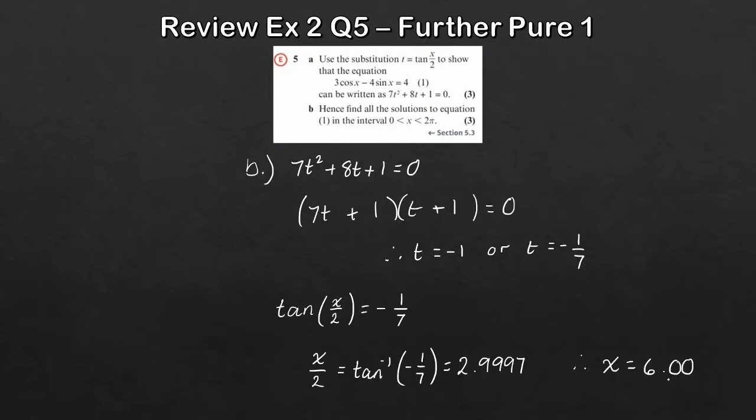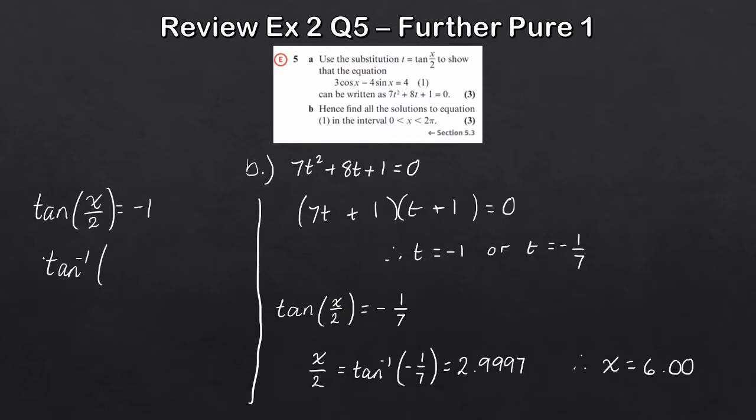Okay, so that's my first solution for x. And if we do the other one over on this side here, tan x over 2 is equal to minus 1. So again, take tan inverse of both sides. So x over 2 is equal to tan inverse of minus 1. So this one actually does work out as quite a nice one. What this will give you is minus pi over 4.